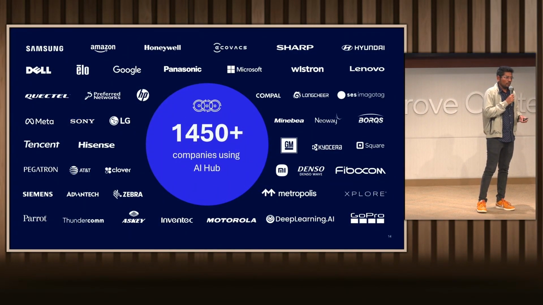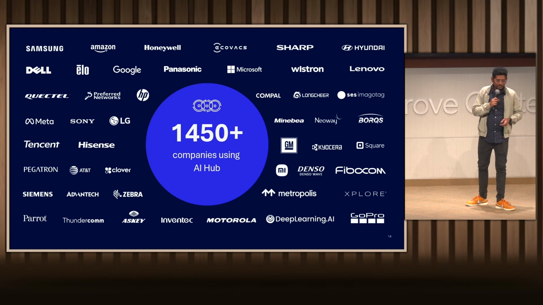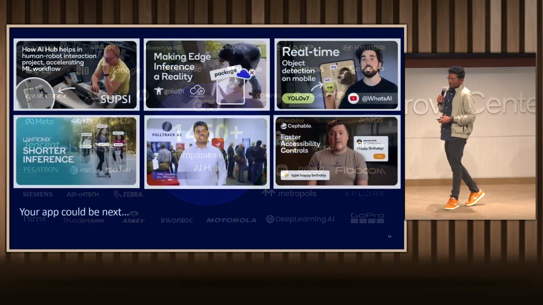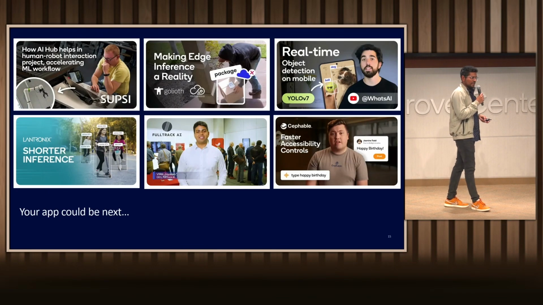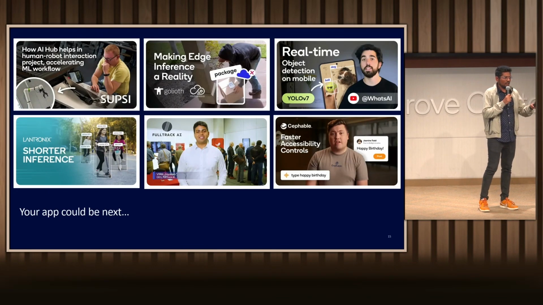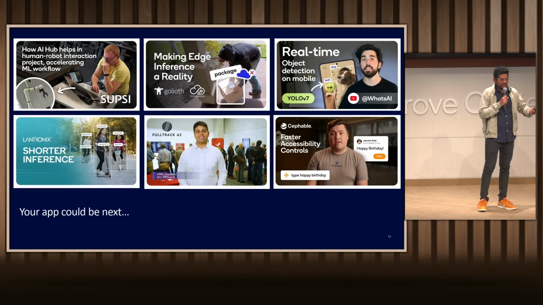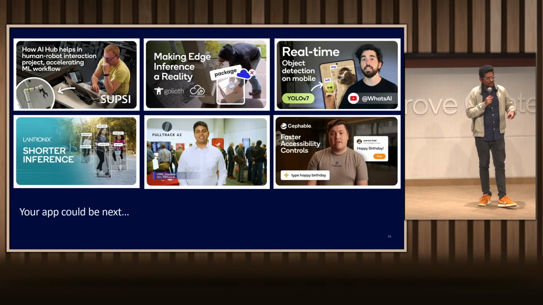We have more than 1,400 companies using AI Hub. And these are some of the apps that are recently built with AI Hub, and they have very tight coupling, and they have built on top of AI Hub. They integrate, and they sometimes have their CI/CD to make sure their model iterations are correct and they don't regress. Would be happy to have more apps using AI Hub, and that will be listed here soon.